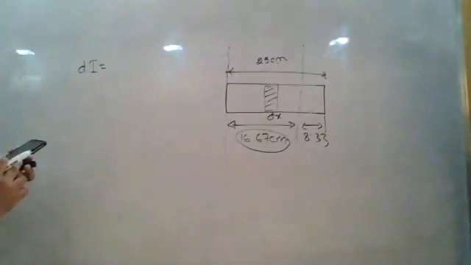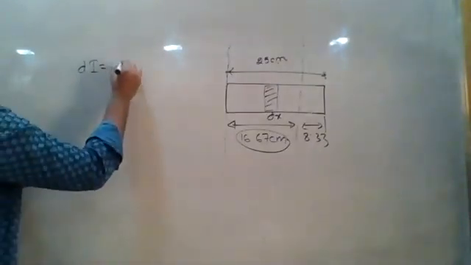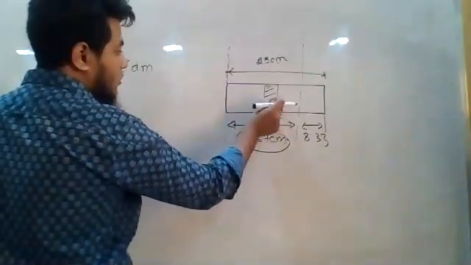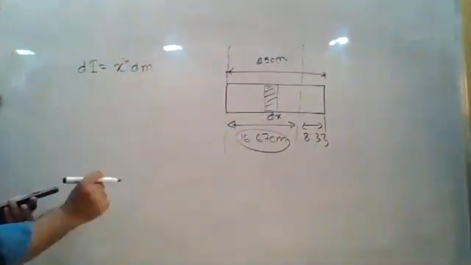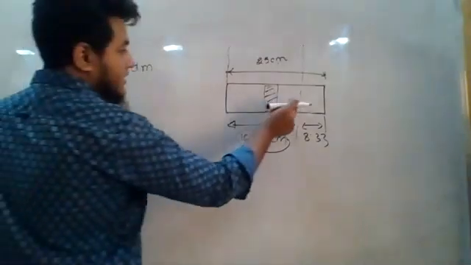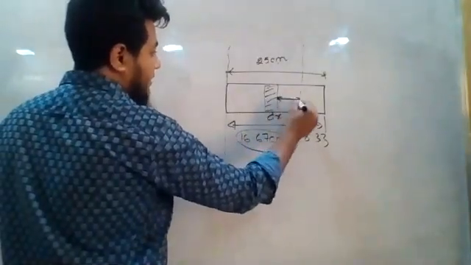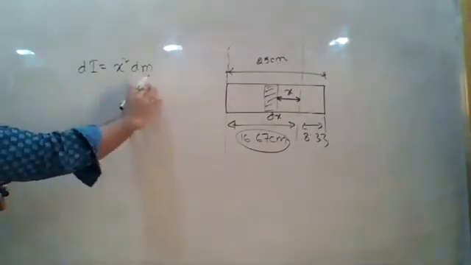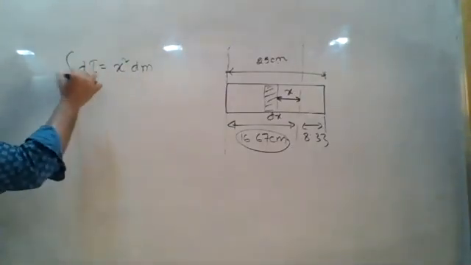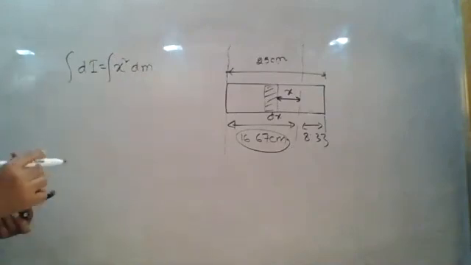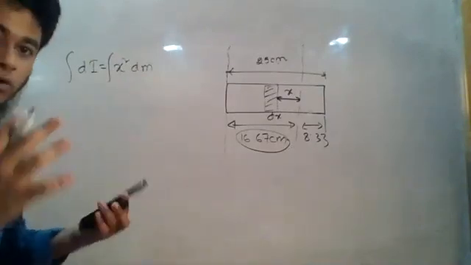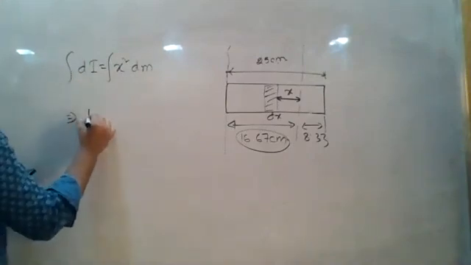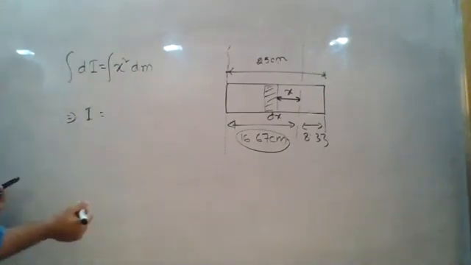So for this dx, it will be x square dm. The mass of this small portion I have considered to be dm, and the distance from the axis I have considered to be x. Okay. So now if I integrate this one, then I will get the moment of inertia for the whole rod, right? So here differentiation and integration will balance each other. I like to remind it in this way.